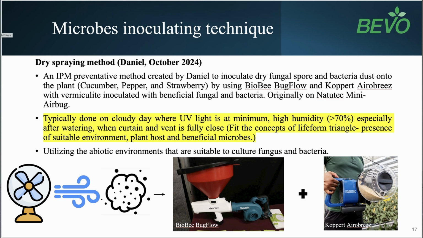So in this case, we have that theory now. The theory is complete. We're able to grow our microbes. We are basically just utilizing the abiotic environment that is suitable to culture the fungi and bacteria. So that is just a simple illustration: we have the fan blowing the dust. So it's a dust blowing method.